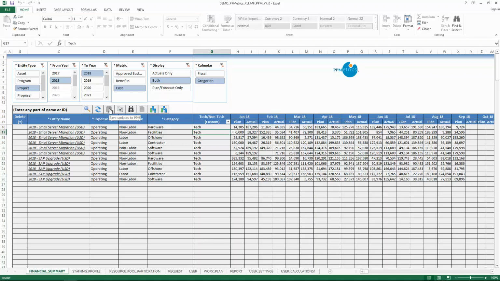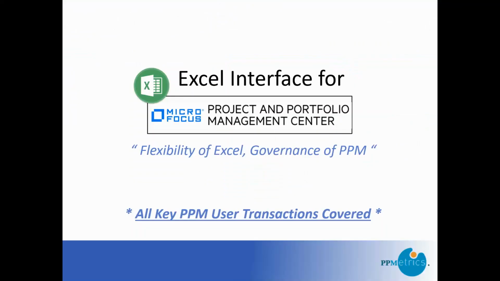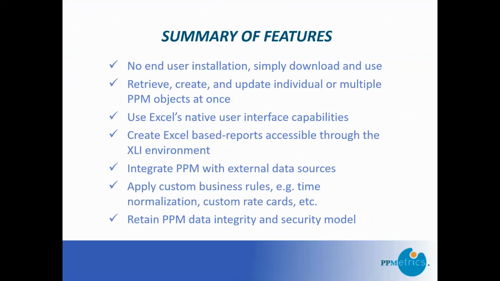Let me conclude by summarizing all the features of the XLI. The XLI is simply an Excel file to the end user. There's no end user installation. They can simply download and begin using the XLI. The XLI can retrieve, create, and update individual or multiple PPM objects at once. Since it is Excel, you can use all its native user interface capabilities. Like I just previously demonstrated, you can do copy, paste, drag and drop, and formulas, for example.